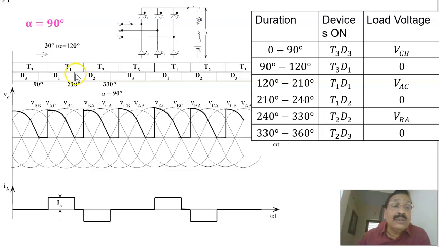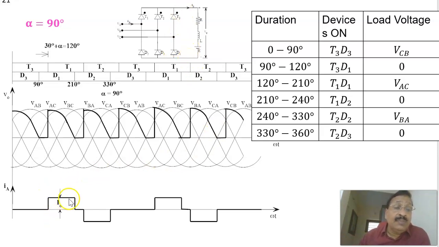Then again, when T1 and D1 are conducting, A phase is available here and C phase is available here, so we will be getting VAC. Therefore, there are certain durations for which both the controlled switch as well as the uncontrolled switch are conducting. During that period, you will be getting 0 output voltage across the RLE load. That is marked here, and in the table here. T3 D1 0 voltage, T1 D2 0 voltage, and T2 D3 0 voltage. Because in that case, these are getting shorted, and you will be getting 0 voltage across the RLE load.